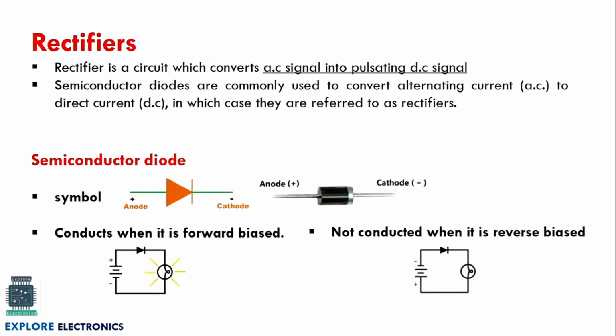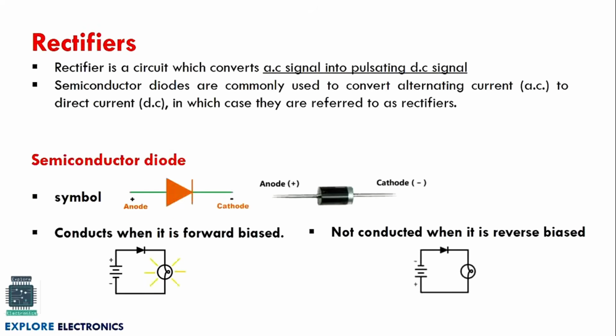And here we need to understand rectifier is one of the main components in a DC power supply. While converting a high AC into DC, we need to have a rectifier. So the definition says rectifier is a circuit which converts AC signal into pulsating DC.